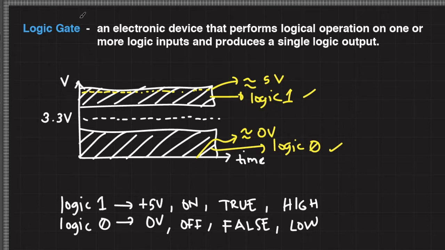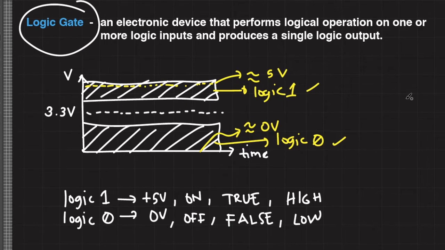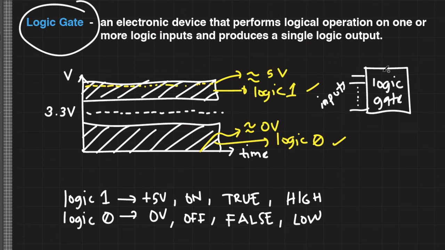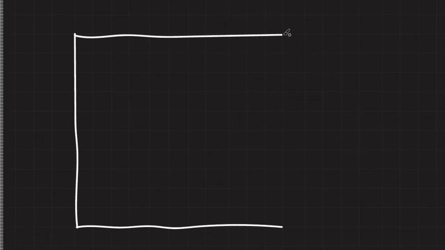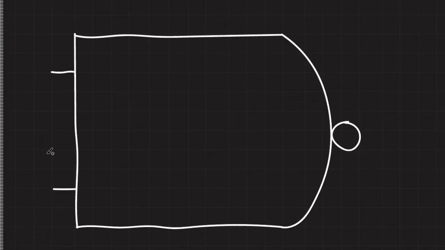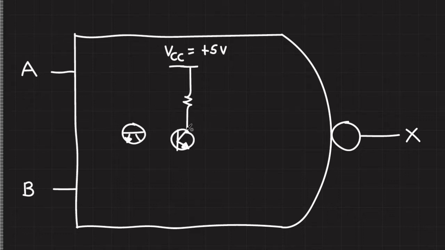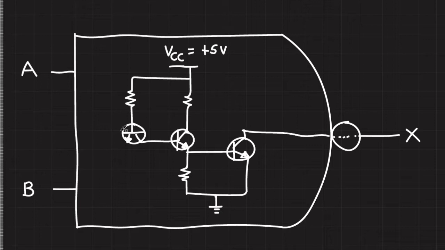Now, a logic gate is a physical device that performs a logical operation on one or more logic inputs and produces a single logic output. The internal structure of a logic gate consists of a sophisticated transistor circuit or other combination of diodes and transistor circuits that performs a specific logic function.